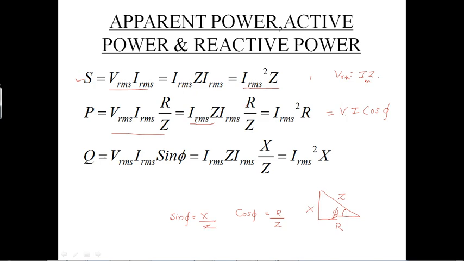So I'll get IRMS squared. Two IRMS are there, Z cancels, these two terms will get cancelled. So I'll get IRMS squared into R. See, there is only the resistive component. So again it is active power, the power in the resistance. Q is equal to VRMS into IRMS into sin phi, where sin phi is X by Z. So IRMS squared into X. So this is reactive in nature. That's all about the equations, which are very useful for further analysis and study.